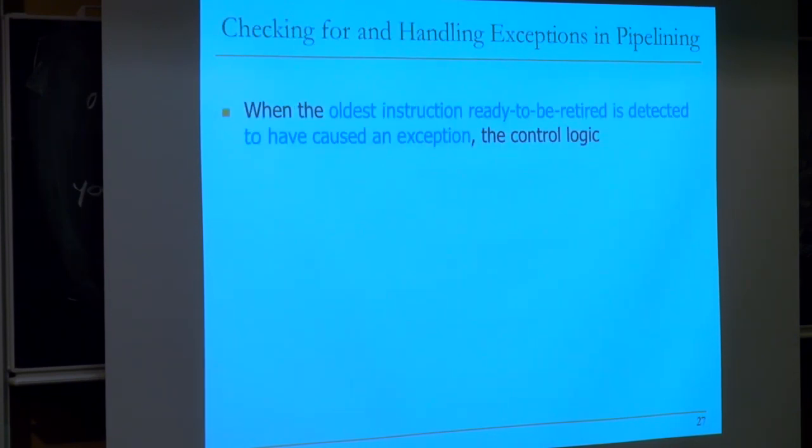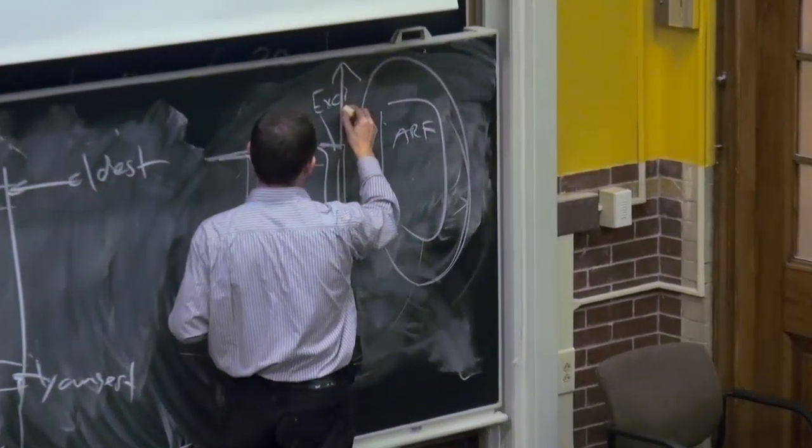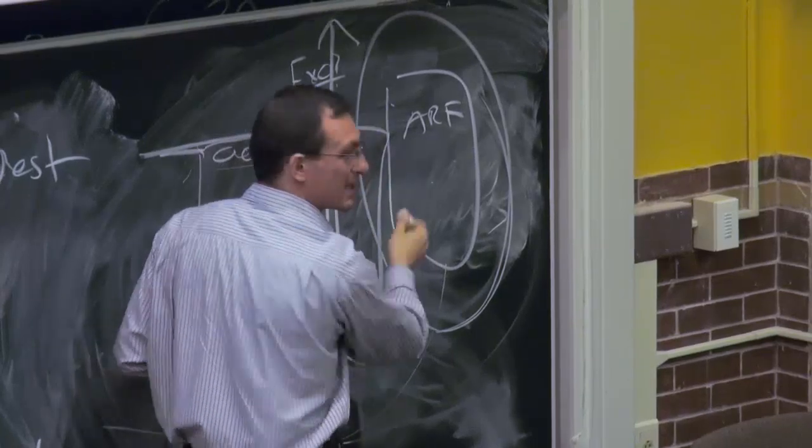OK? So how do you actually handle the exceptions? This is probably obvious. But when the oldest instruction is ready to be retired, and it has caused an exception, the control logic does some things. So how do you actually figure out it has caused an exception? In the reorder buffer entry, you also have a bit that indicates there is an exception that the instruction has caused, and this is the type of the exception.